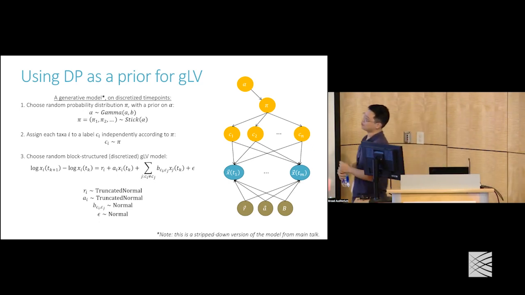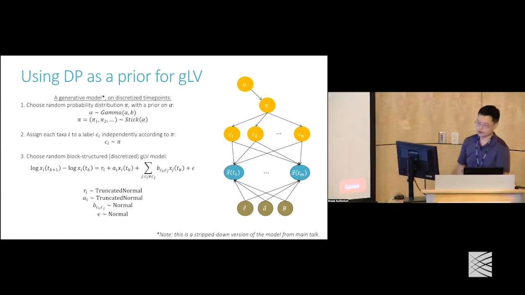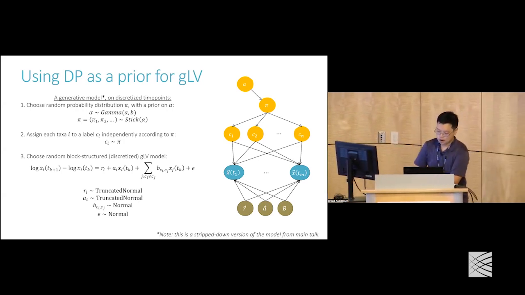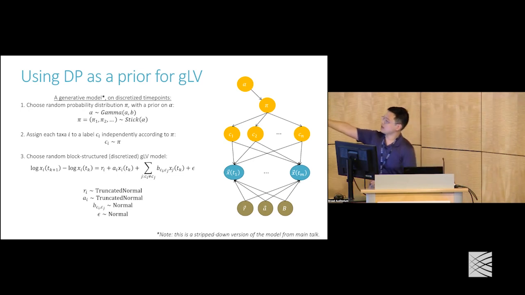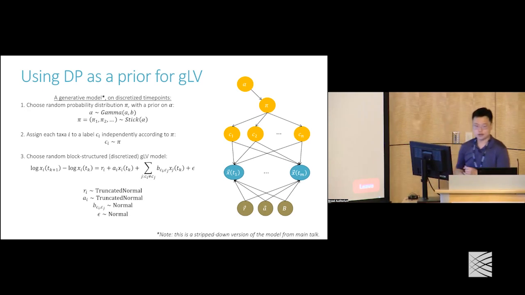So the construction here is that we're going to start with this prior. We're going to use the stick breaking version. And this random distribution, we're going to treat as the probability distribution over assignments of clusters to each of the organisms in the system. And we're going to use the same system that I talked about earlier, where the interaction coefficients have this block structure.